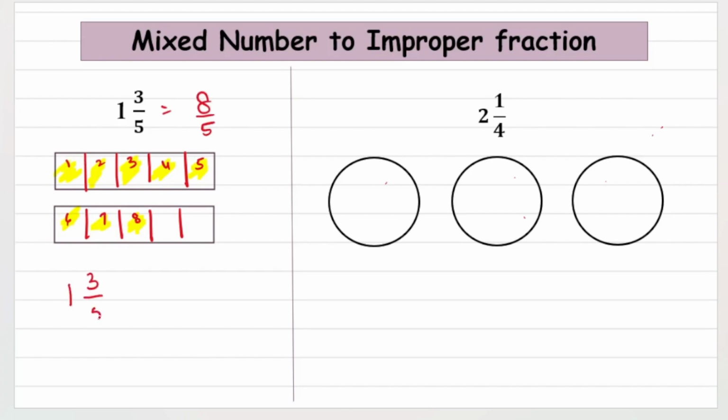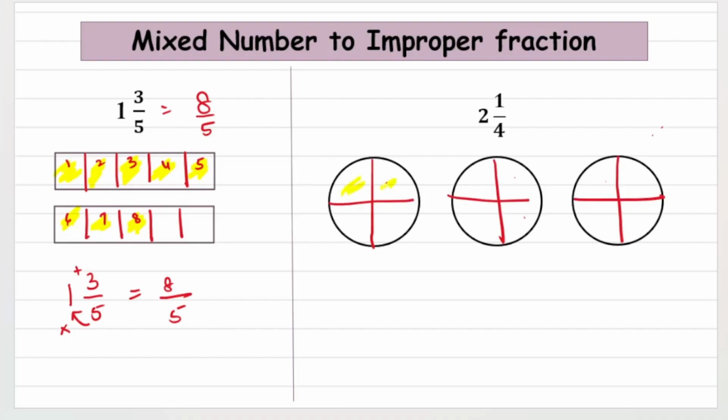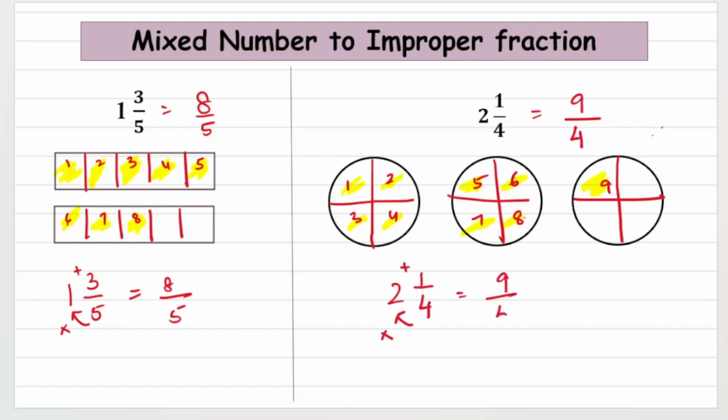If we go by the direct rule, 1 3/5. 5 times 1 is 5, plus 3 gives me 8, and the denominator stays the same. Next, 2 1/4. Let's divide each of the wholes into 4 equal parts. Now let's count how many total parts are shaded. So I got 9 parts shaded when each whole was divided into 4 equal parts. And by the rule, 4 times 2 is 8, plus 1 is 9, and that's why my answer is 9/4.